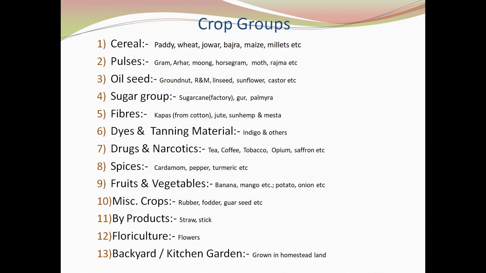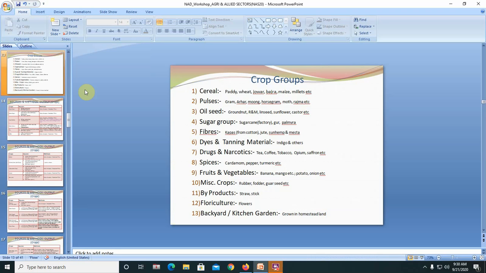Now, crop groups. There are 13 crop groups for which we are calculating gross value of output. First of all, cereals. In cereals, we are taking paddy, wheat, jowar, bajra, maize, millets, etc. Under pulses, we are taking gram, arhar, moong, horse gram, moth, rajma, etc. Oilseeds: groundnut, rapeseed mustard, safflower, sunflower, linseed, castor. These crops are coming under oilseeds. Under sugar crops, we are taking sugarcane from factory, then gur, palmyra.